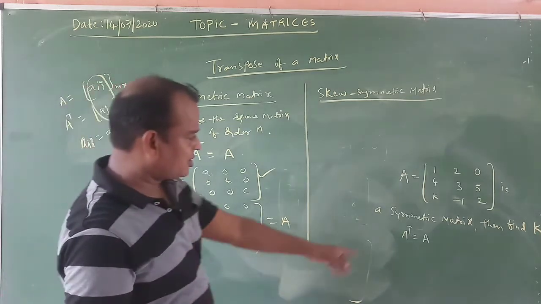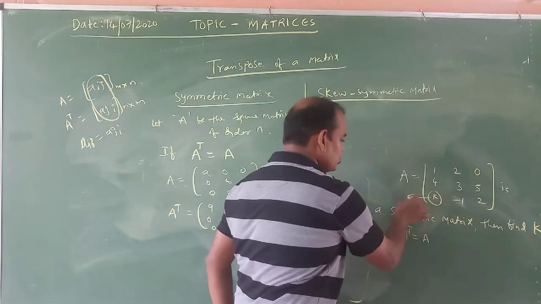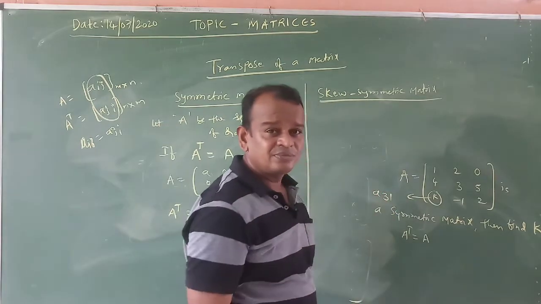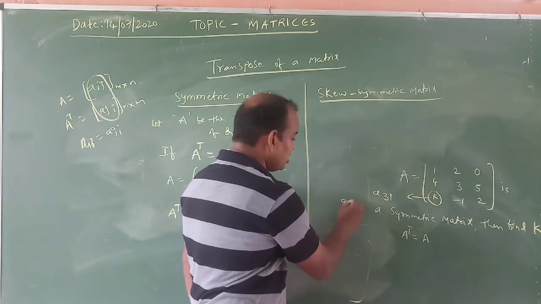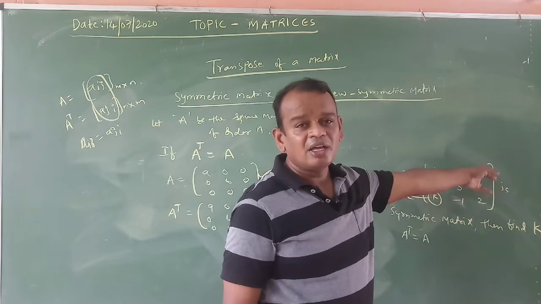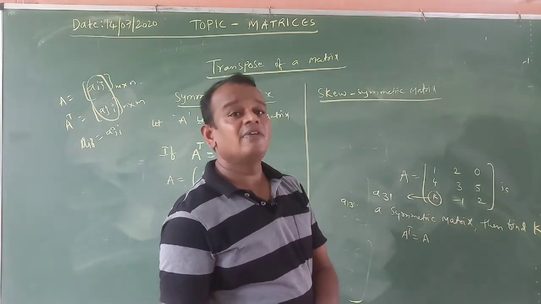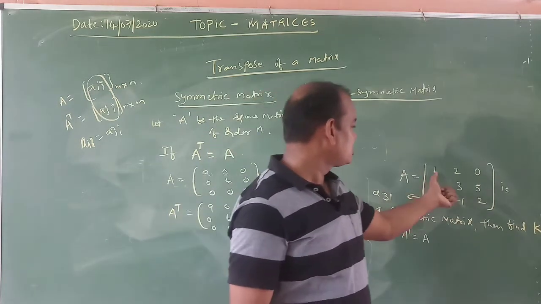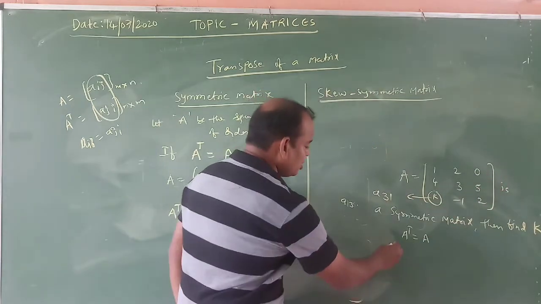What is the order of this matrix? It is 3 by 3. A31 transposed means A13. Where is A13? First row, third column. What is the value of K? K value is 0. This is A31. A31 is equal to A13, which is the first row, third column. This is the answer.